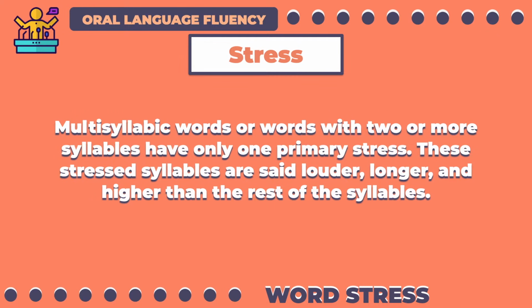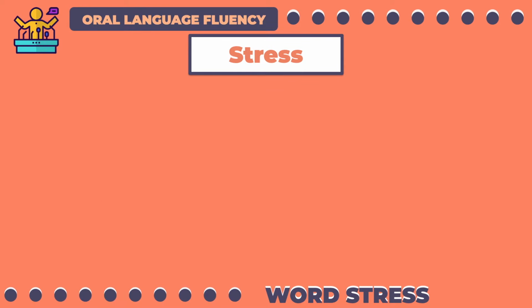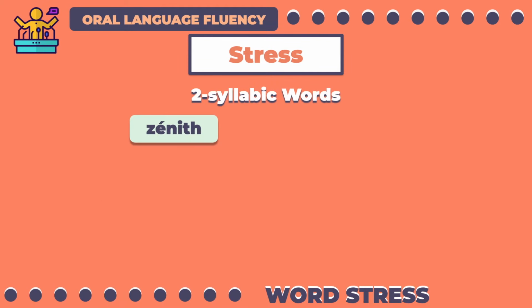These words only have one primary stress, which is said louder, longer, and higher than the rest of the syllables. First, let's have two-syllabic words. Zenith. The first syllable is Z, and the second syllable is nith. Zenith. Notice that the stress symbol is on the first syllable. Therefore, it's pronounced as zenith, not zenith. Next word, renounce. The first syllable is re, and the second syllable is nounce, renounce. This time, the stress is on the second syllable, renounce.